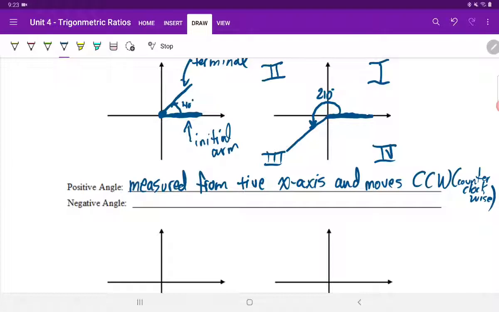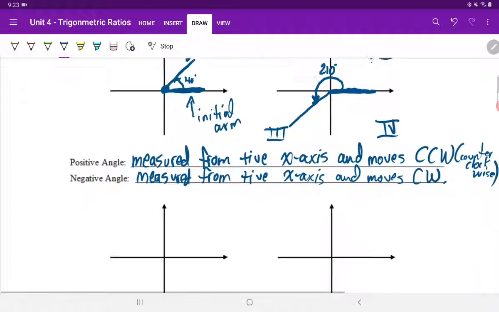But it's also possible to get negative angles, right? And so we're going to be thrown a few negative angles in this unit. Don't be alarmed by it. All it means is that instead of going counterclockwise, you still start on the positive x-axis, but you rotate clockwise, okay? So it goes in the opposite direction. So measured from the positive x-axis and moves this time clockwise, not counterclockwise.